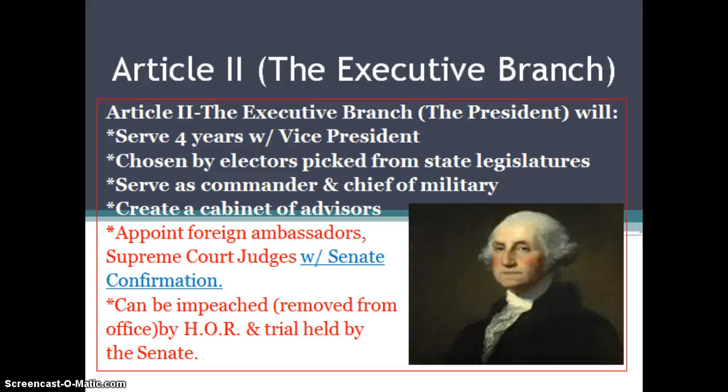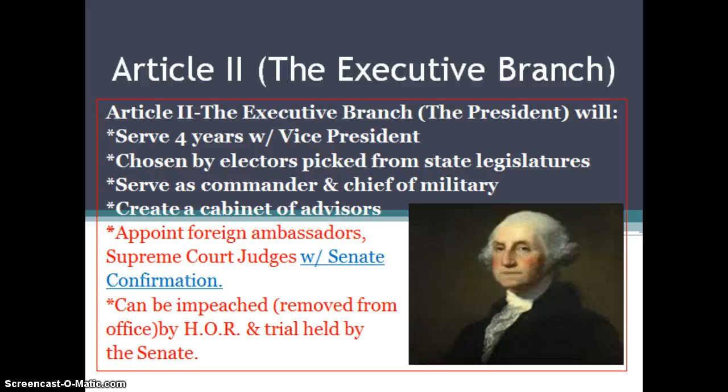Article 2 of the U.S. Constitution, and the length of Article 2, which is the second longest article of the Constitution, describes what we consider the second most important branch of government, the executive branch, or the President.